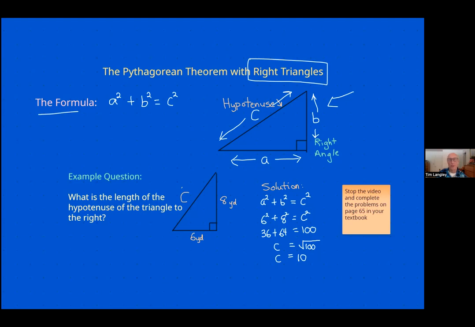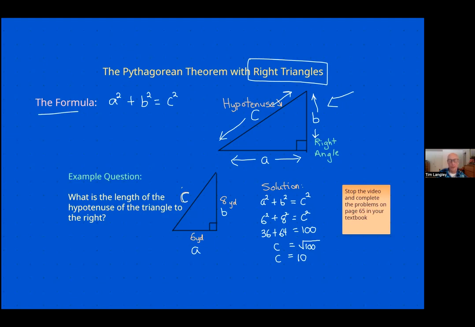Okay. Let's take a look at the sample question at the bottom of the screen. What is the length of the hypotenuse of the triangle to the right? So what you've got is a triangle. It's got a side A, I'll put a letter here. It's got a side B, put a letter here, and it's already got a side C, which is the hypotenuse. All right. This is exactly the way I want you to do this on your own paper in your homework and for the test.